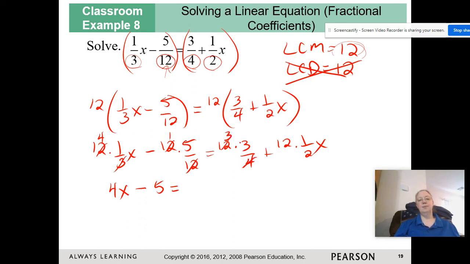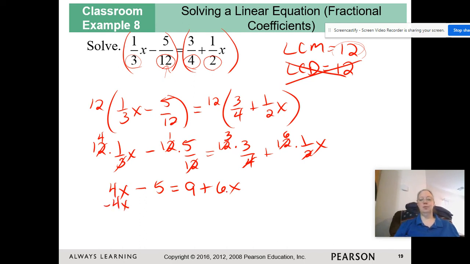Divide by the bottom, multiply the top. Notice what I did here, okay? I turned a problem that is pretty complicated to do into a very straightforward problem without any fractions.